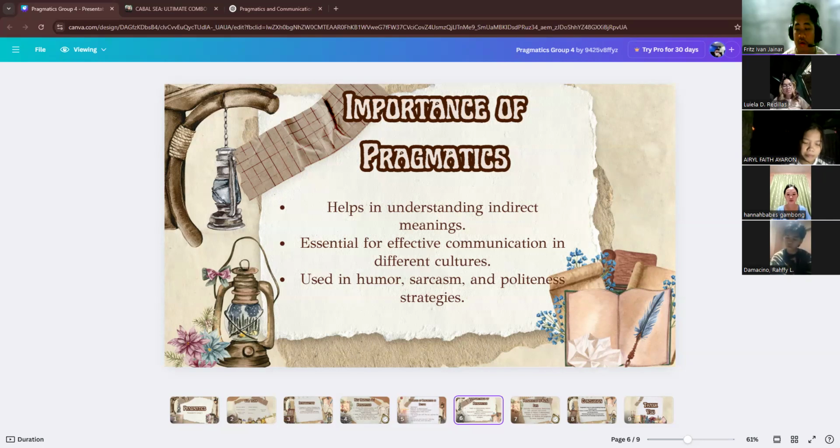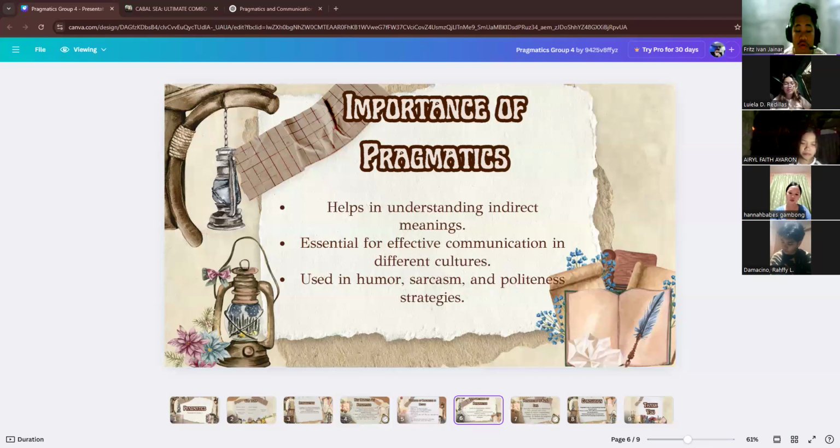So this is my topic: the importance of pragmatics. So what is the importance of pragmatics? It helps people understand implied meanings, communicate effectively across cultures, and interpret humor, sarcasm, and politeness. It ensures smooth, meaningful interactions in different social situations.